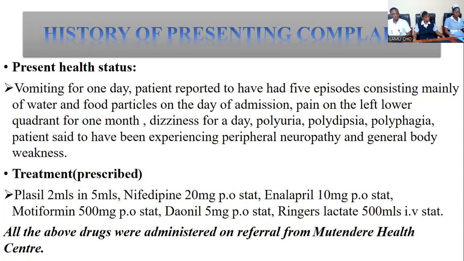On the treatment, prescribed were Placil 2 mils in 5 mils, nifedipine 20 milligrams per oral start, enalapril 10 milligrams per oral start, metformin 500 milligrams per oral start, Downil 500 milligrams per oral start, and then Ringer's lactate 500 mils IV start. All the above drugs were prescribed on referral from Mutendere Health Center.